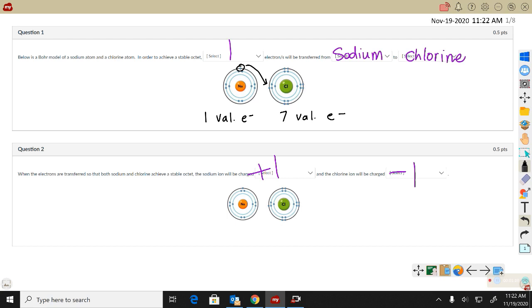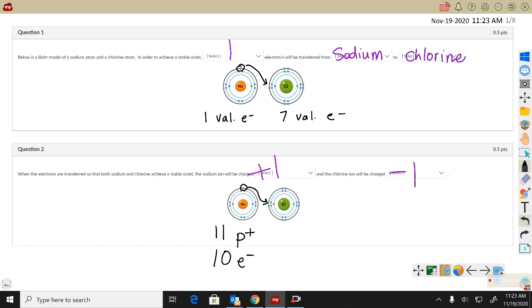Now, when you transfer electrons, you create charged ions. We never change the structure of the nucleus. We're just changing the number of electrons. And so the sodium nucleus will still have 11 protons. But if sodium loses that outer electron, because we're going to give it over to the chlorine, instead of 11 electrons, now I would only have 10 electrons. And so the balance of charge would give me an overall charge of +1.